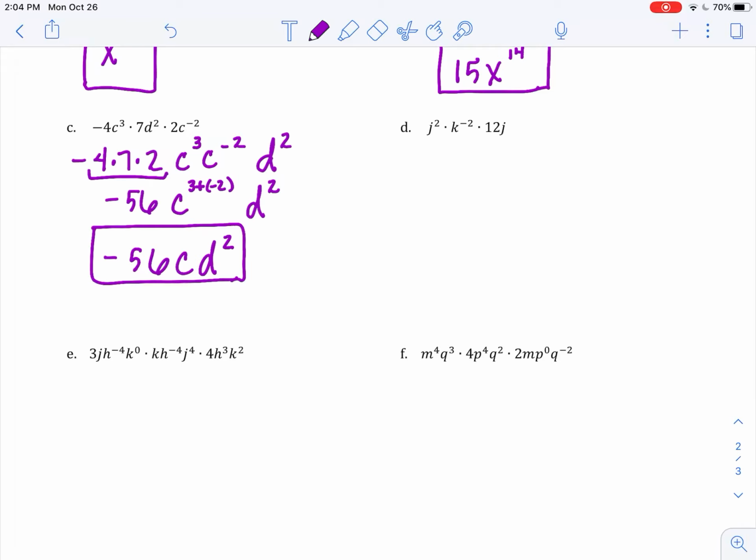All right, but the coefficient should be first. Always write your coefficient first, and then if your variables are not alphabetical, that's okay, but you should put your coefficient first.